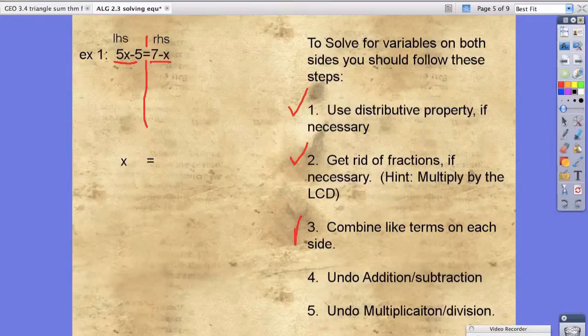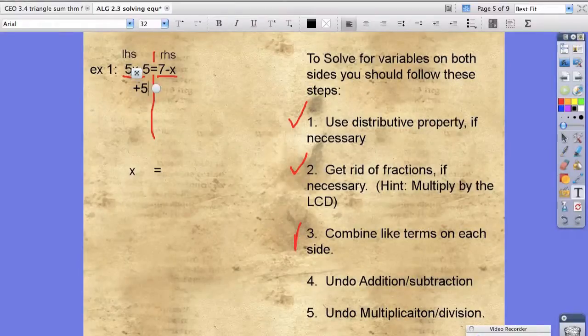Then we're going to look at the minus 5. That shouldn't stay. So to undo minus 5, we use inverse operations. We're going to add 5 to both sides. Then we're left with 5x. Minus 5 plus 5 goes away. Equals we didn't touch. 7 plus 5 is 12. And then minus x we still did not touch.